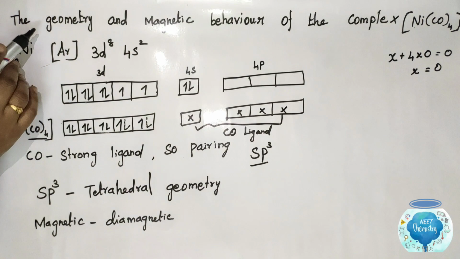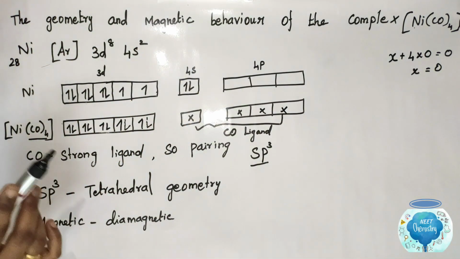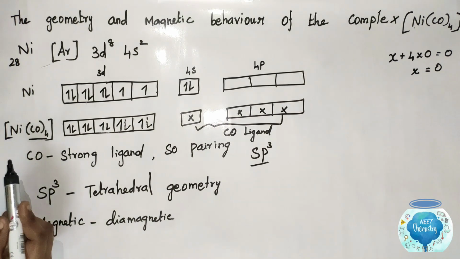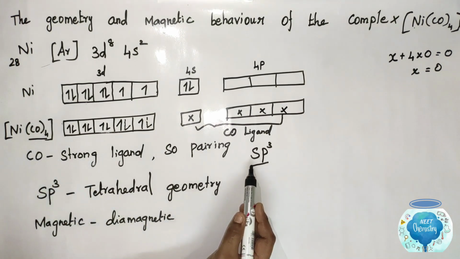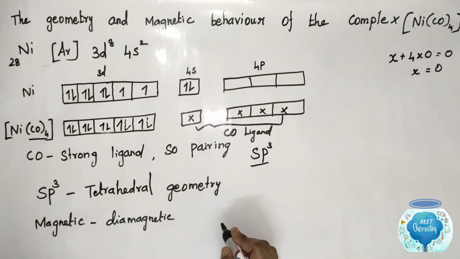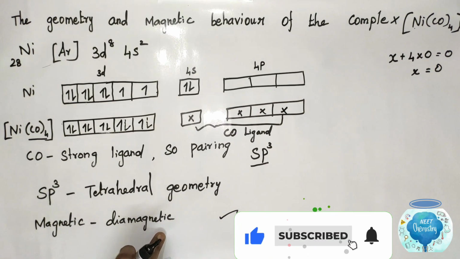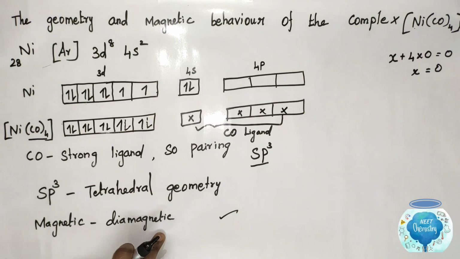So the question: the geometry and magnetic behavior of the complex nickel tetracarbonyl. Nickel tetracarbonyl is sp3 hybridized, so tetrahedral geometry and diamagnetic nature. That is the answer.